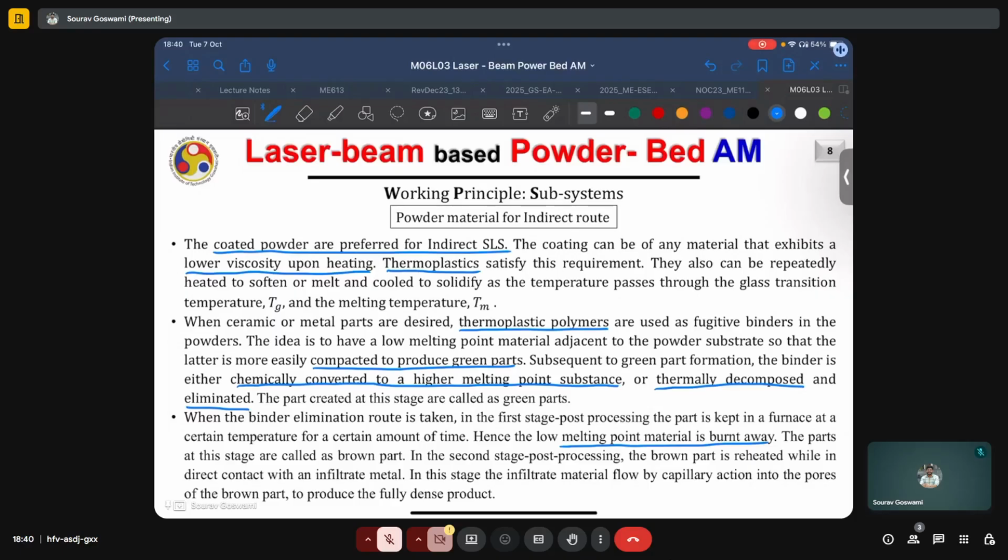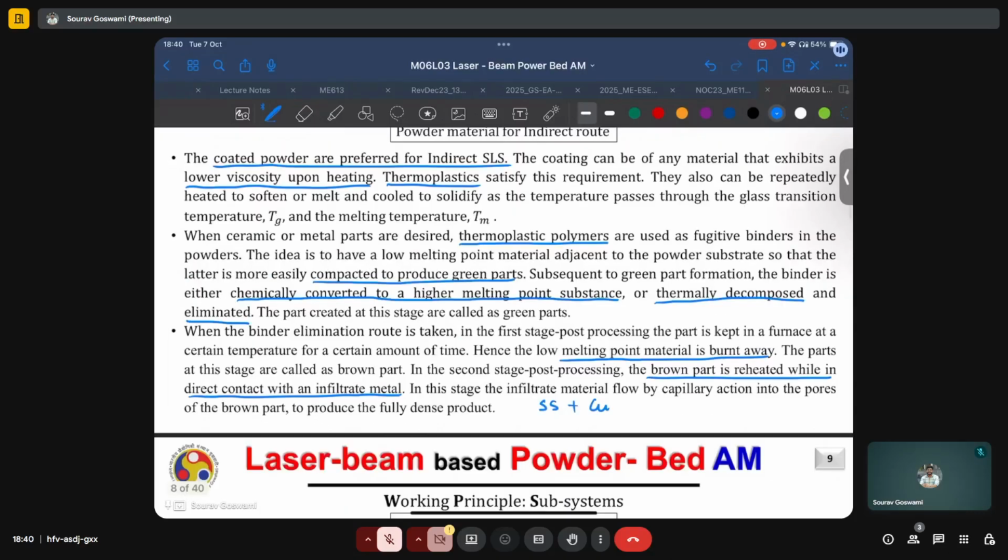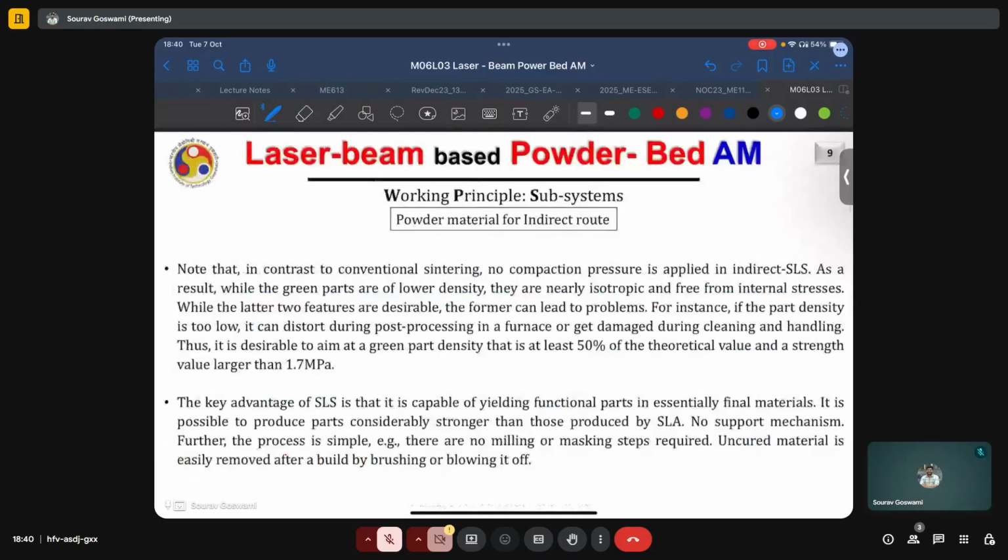In the second stage of post-processing, the brown part is further reheated while in direct contact with an infiltrate material. In this case, the infiltrate material will flow by capillary action into the pores of the brown part to create the fully dense product. An example of infiltrate material and build material can be stainless steel and copper, where steel is the build material and copper is the infiltrate material.